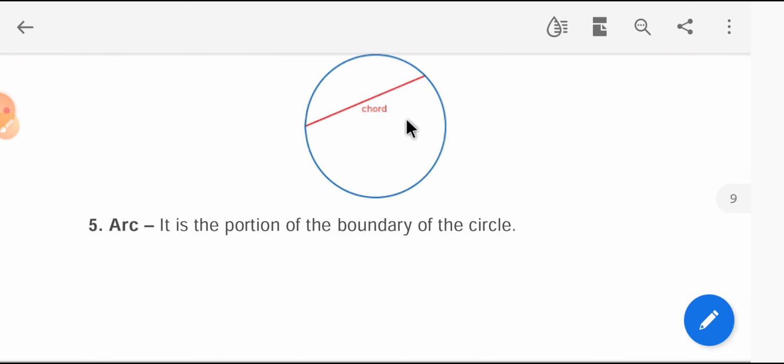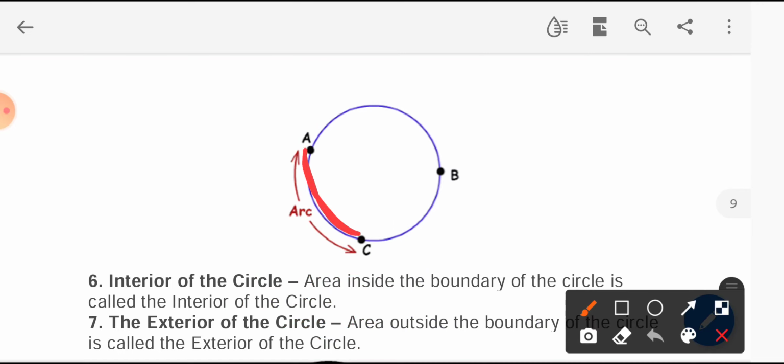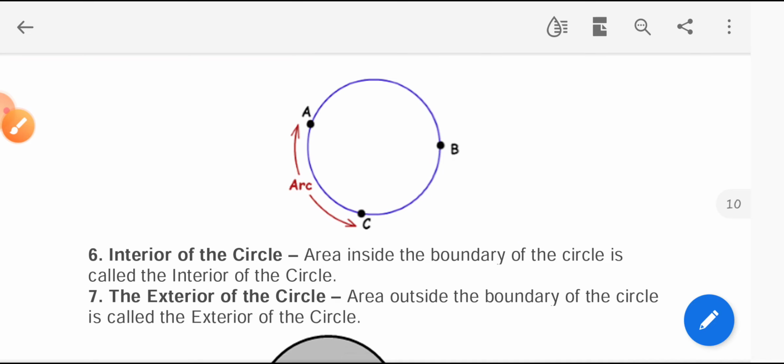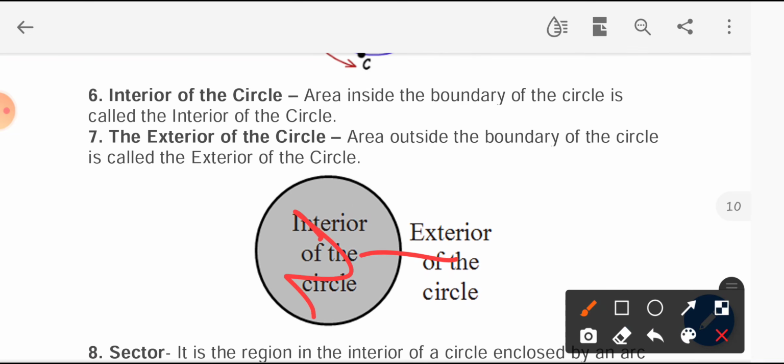Then arc. Arc is a portion of the boundary of a circle. You can see we have taken points A, B, C. So we have taken only this portion. So AC is one arc, or BC is also an arc, and AB. How many arcs are there? 3 arcs. So it is a small portion of the circle. The interior means the inside part, and exterior means outside the circle.